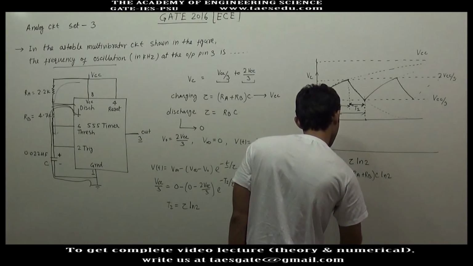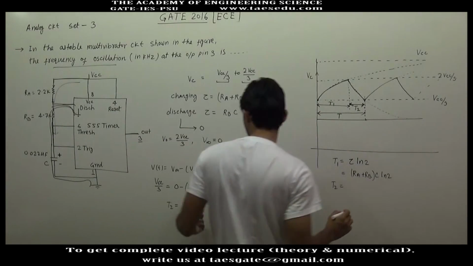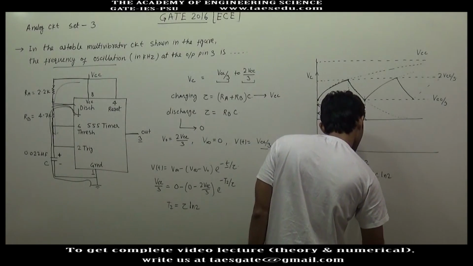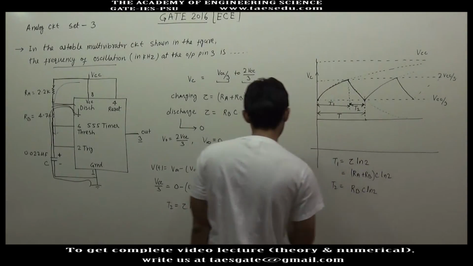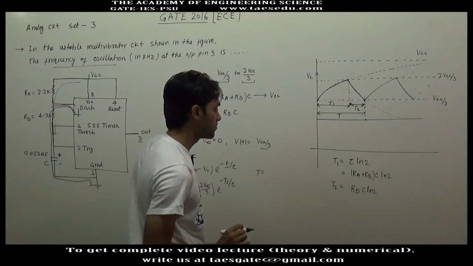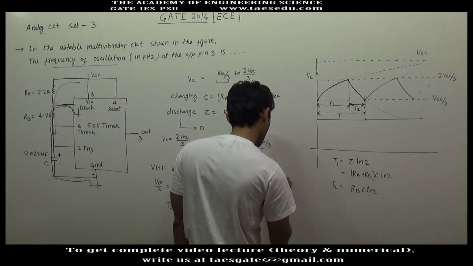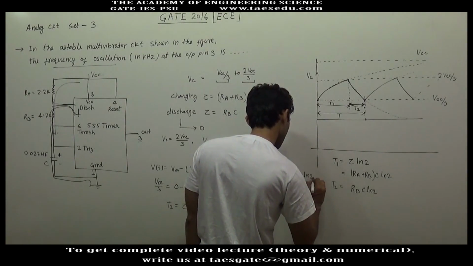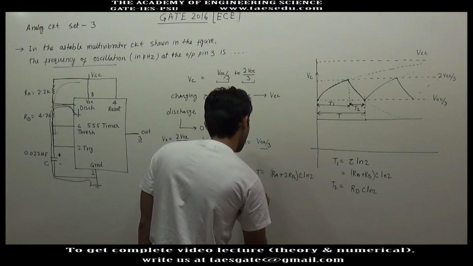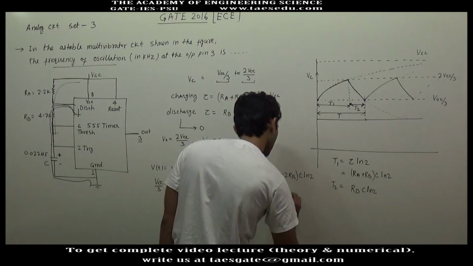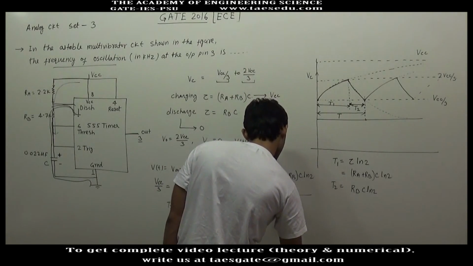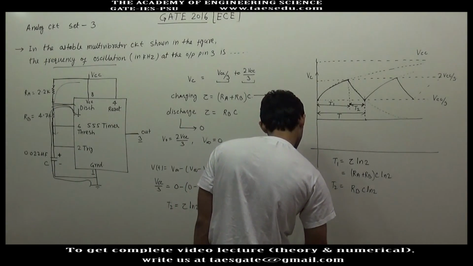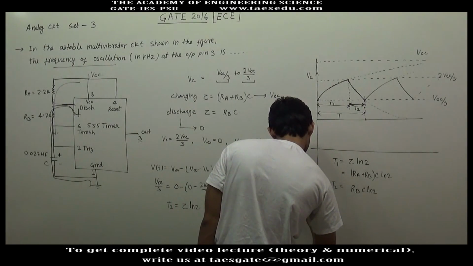T2 will be, the discharging time constant will be Rb into C. Rb into C ln 2. So the total time period will be RA plus 2RB into C ln 2. Hence the frequency will be 1 by time period. This will be 1 by RA plus 2RB into C ln 2.